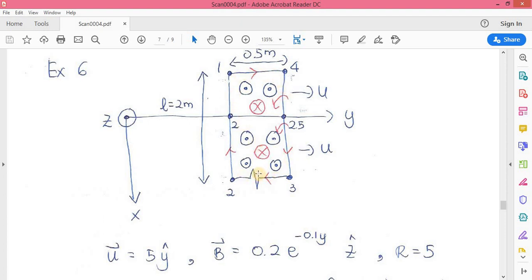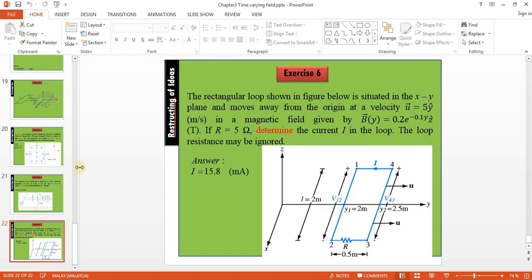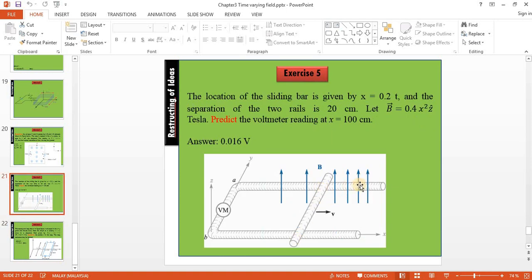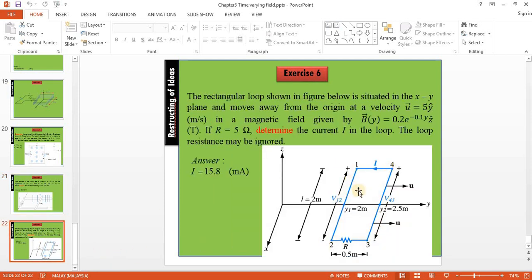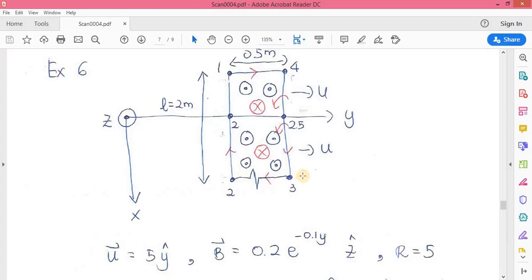In the previous question, we did not need to find the voltage at the other sides. We only needed to find the voltage on the moving side because there is only one sliding bar. Only this one is moving, and all these others are static. That's why we did not need to find the generated EMF there. But in this case, all 4 of them are moving at the same time. That's why we need to determine the voltage generated at each side.